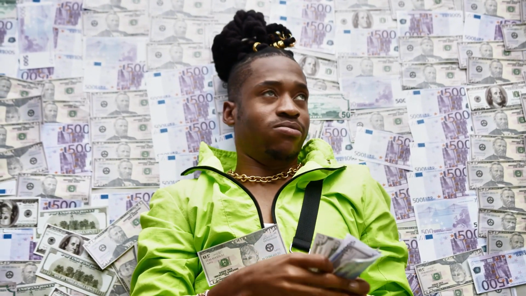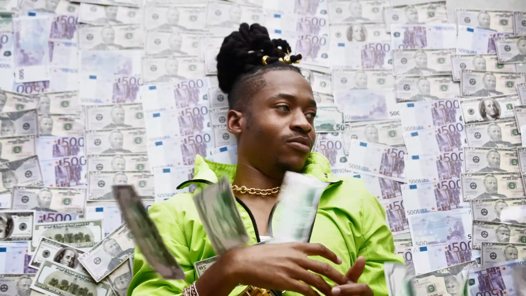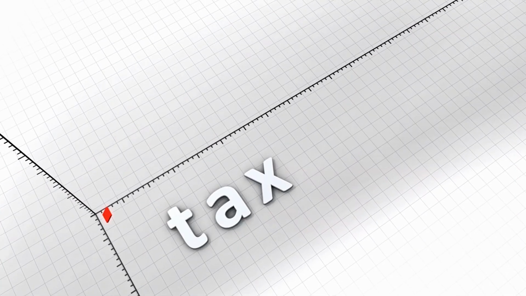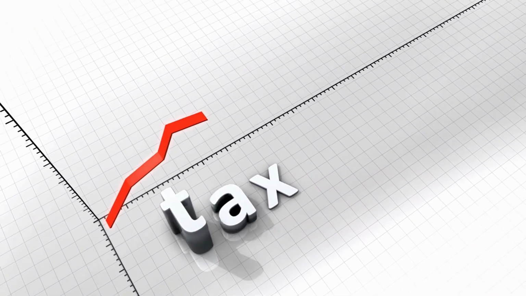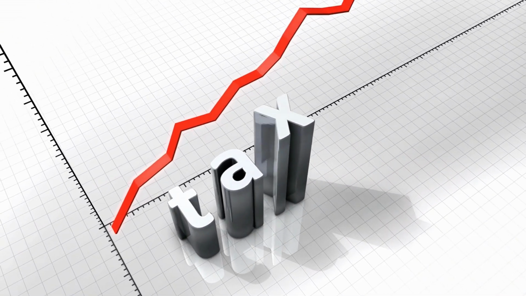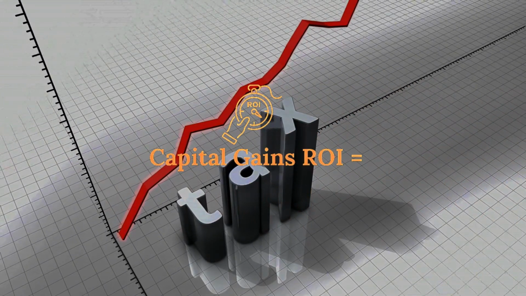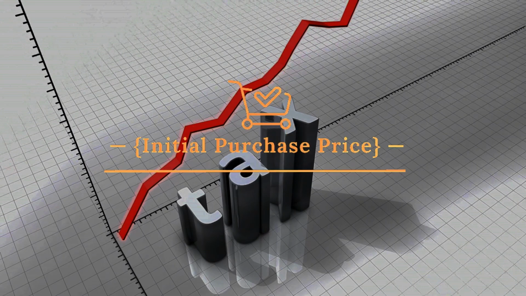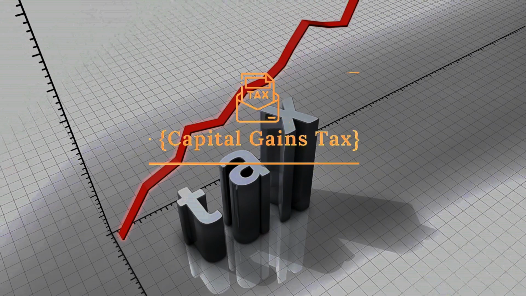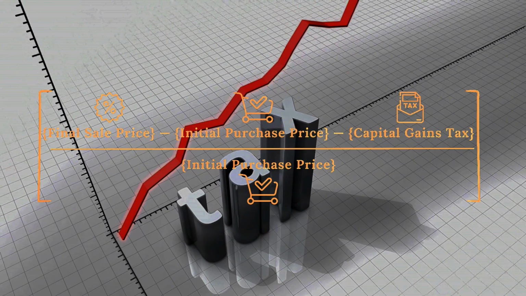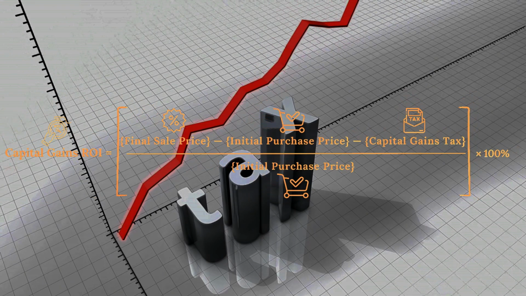Let's break down the calculation for capital gains. Remember, most countries impose a capital gains tax on the profit you make. The formula is as follows. Capital gains ROI equals, open parenthesis, final sale price minus initial purchase price minus capital gains tax, divided by initial purchase price, close parenthesis, multiplied by 100%.